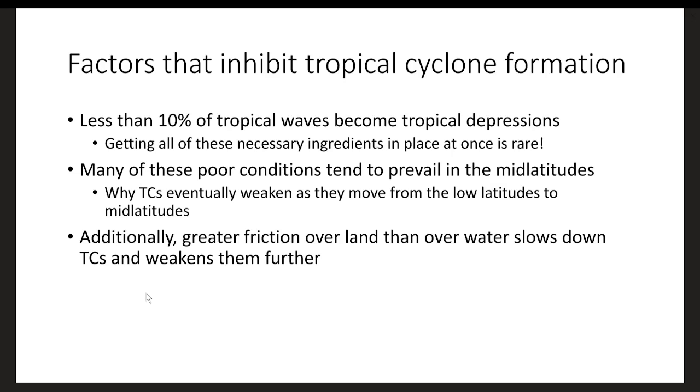Additionally, greater friction over land than water slows down the tropical cyclones and weakens them further. So remember, we formed that low pressure because of the wind speed. Well, we had the warm, moist air mass that created that low, and you're not going to have that warm, moist air anymore because you're over land. And then there's friction, so that creates a force that slows it down. And then the low pressure weakens because you don't have that upwards motion, and so wind speeds will weaken.